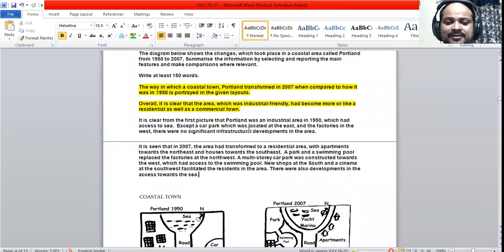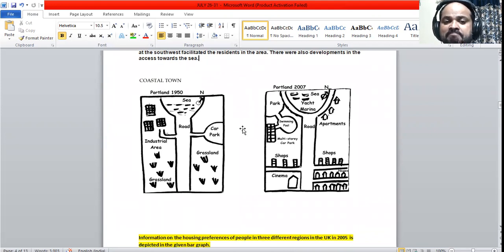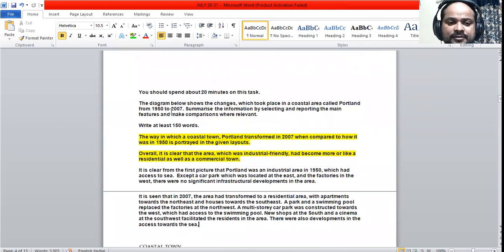So we are going to see a diagram, a layout. It's a picture of the changes which took place in the coastal area. So is this a question? Let's copy the question here.